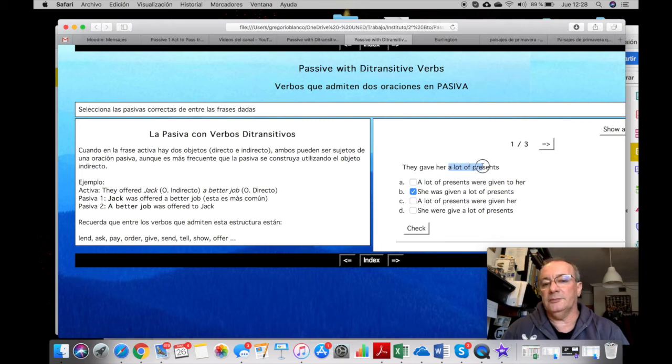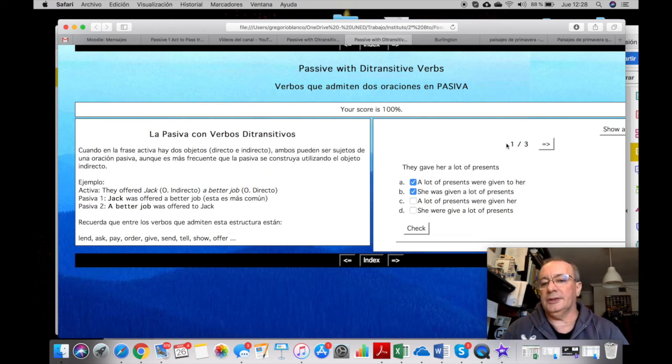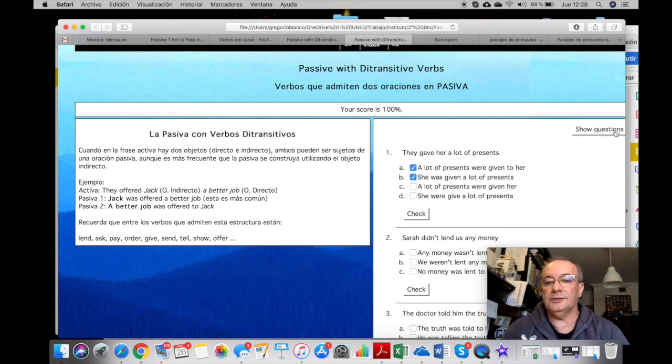And then this is the other possible subject, a lot of presents. So either A or C. And remember that when we have the direct object as the subject, we need to keep the preposition to here. This is important. So if we have to choose between A and C, we will have to choose A. Okay, now if we click on check, you get 4 out of 4 decisions correct, so we get it 100%. There are three exercises here. You can do all three of them and practice a bit with this.